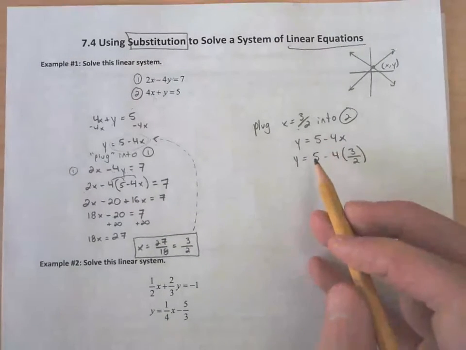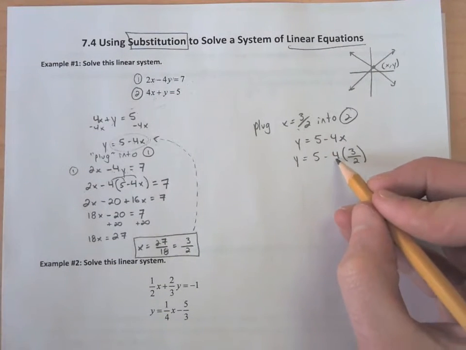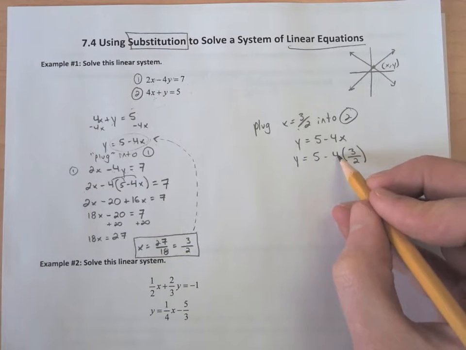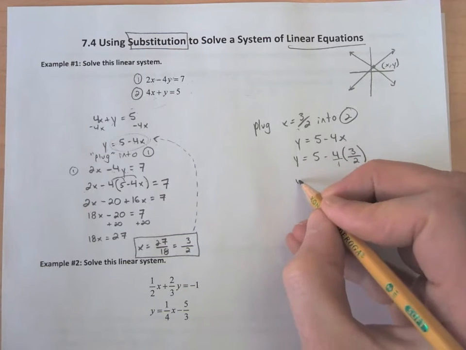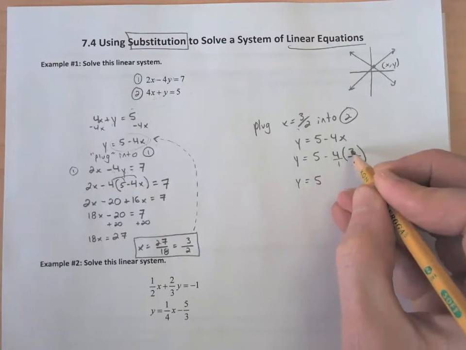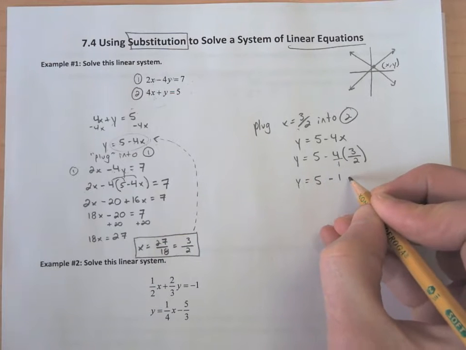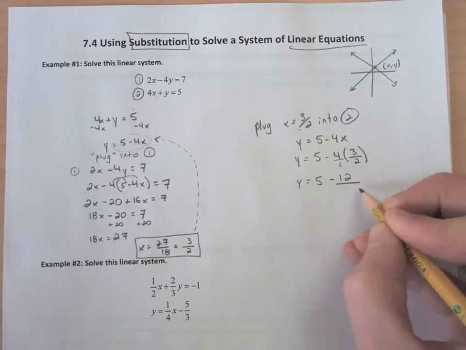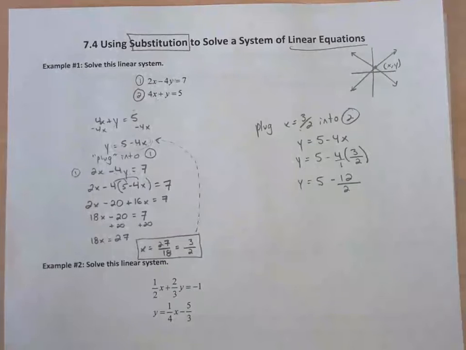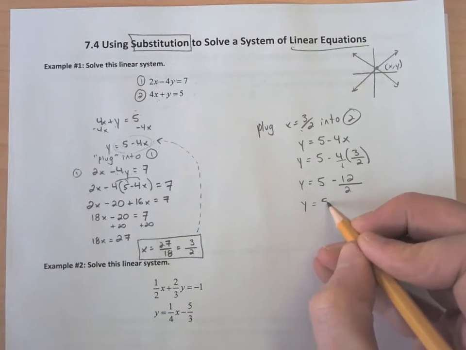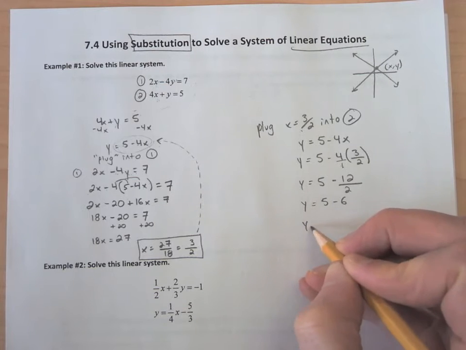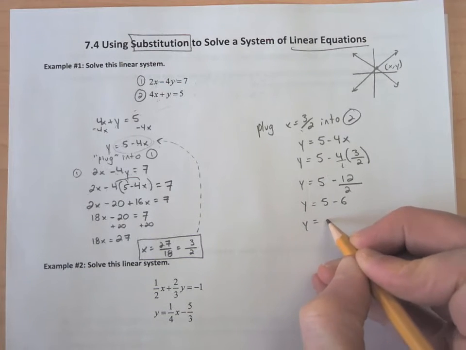And how we do this is, these two numbers are being multiplied. It's 4 over 1, and with multiplication, it's top times top, bottom times bottom. So we'll go y equals 5, negative 4 times 3 is equal to negative 12, and 1 times 2 is equal to 2. So we get that. We know negative 12 over 2 is just negative 6. And then 5 minus 6 is going to be equal to negative 1.